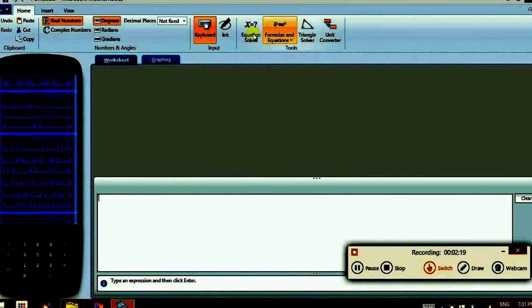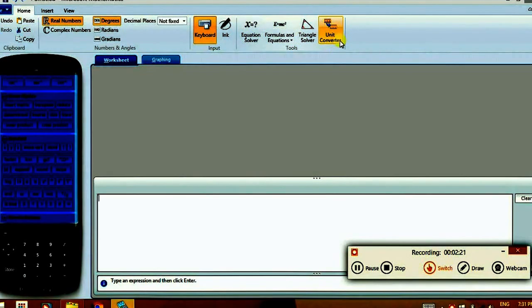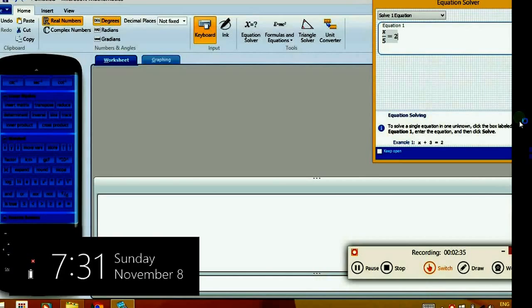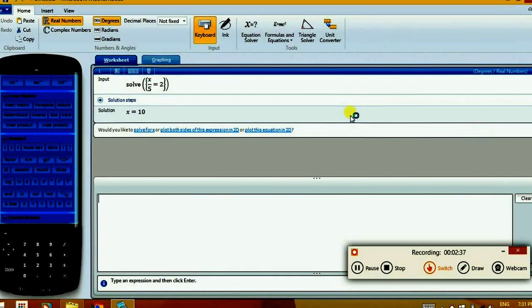And here we have 4 options, like it's basic mathematics. We have here the equation solver. So you put an equation, like I put x divided by 5 equal to 2. So when I click solve, it comes out x equal to 10. So whatever you do here, this is called the worksheet area. Whatever you take from these 4 options, write it here, whatever you do, we have the input here.